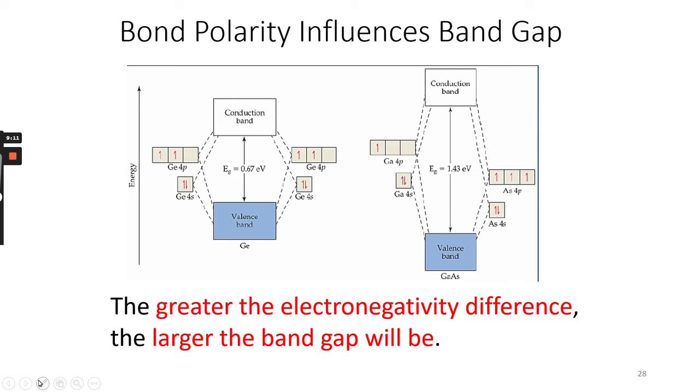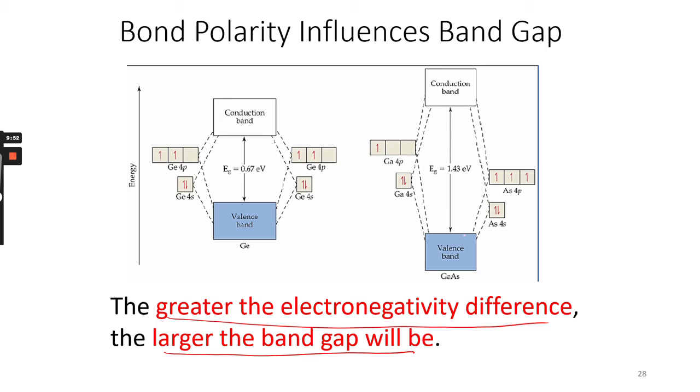Polarity also influences your band gap. So the greater the electronegativity difference, which basically means the more polar your material is, the larger the band gap will be. So here is just one element. Since it's just one, it's not polar, and this is the size of your band gap. But then if you take two and you subtract electronegativities, it's going to be a little bit more polar, so you'll have a larger band gap.